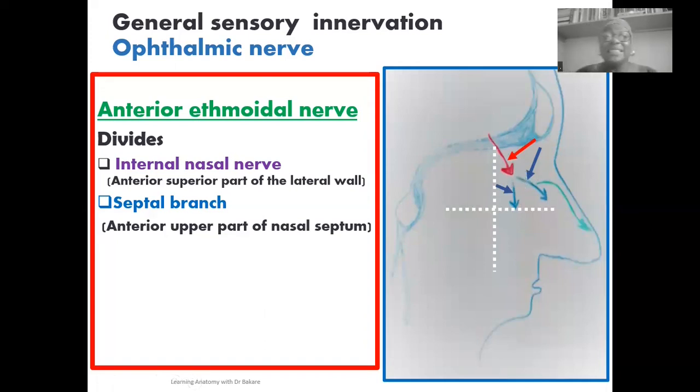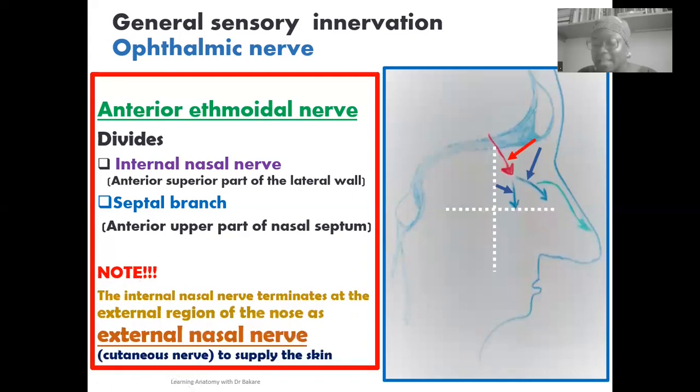So delving more into the internal nasal nerve, this will finally terminate as the external nasal nerve. This is the external nasal nerve here that is arrowed in green, and this is seen to supply the skin around the nose. So it's a cutaneous branch that the internal nasal nerve finally terminates as, and this is referred to as the external nasal nerve. So in case you are asked during examination, the internal nasal nerve finally terminates to become a cutaneous nerve, which is then referred to as the external nasal nerve. And you see it's supplying the external region of the nose, and this is what is arrowed here in green.